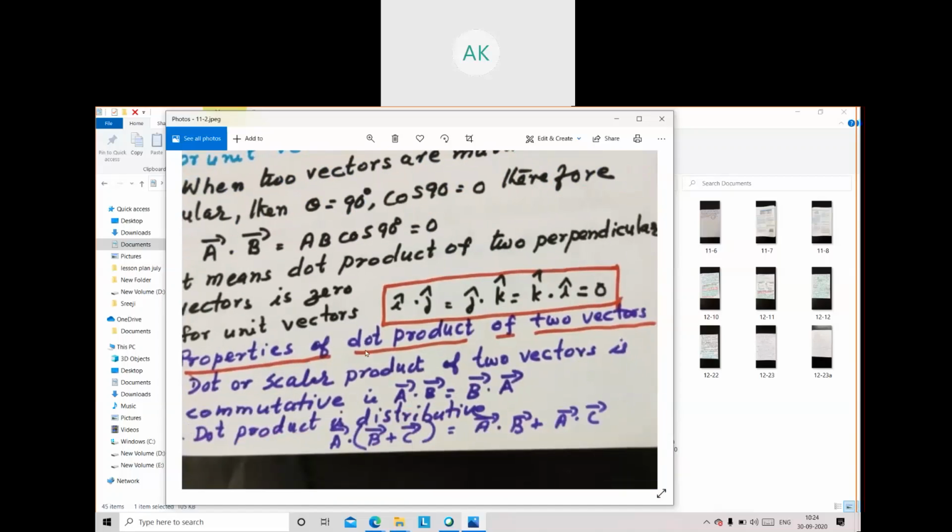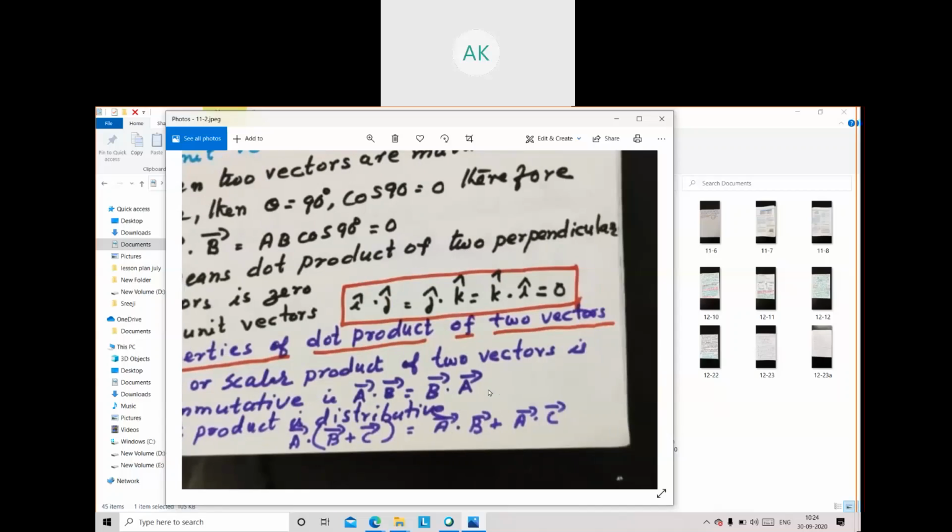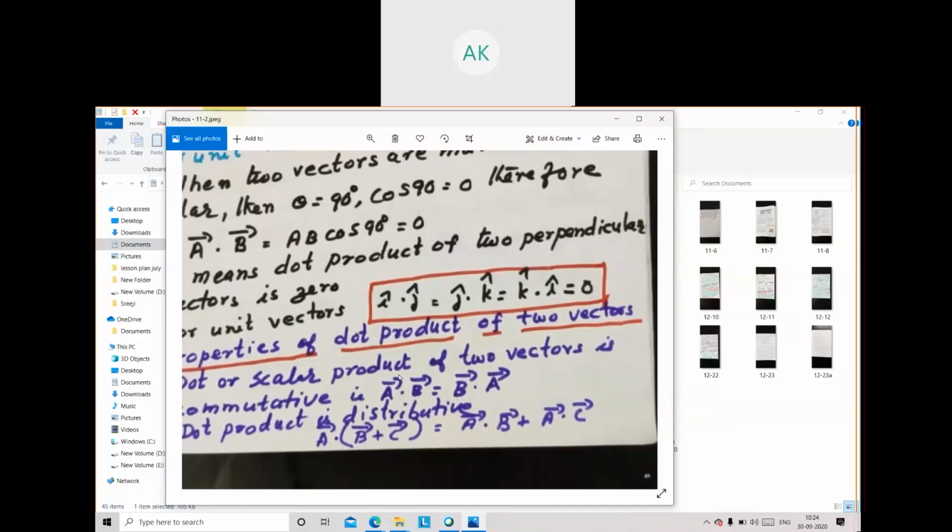Understand? Next we have to study the properties of the dot product of two vectors. The dot product or scalar product of two vectors obeys the commutative law. What is A dot B? AB cos theta. What is B dot A? BA cos theta. So we can write A dot B equals B dot A. So that is one property. A question may come: what are the properties of the dot product of vectors? You can study these properties. It obeys the commutative law, A dot B equals B dot A.